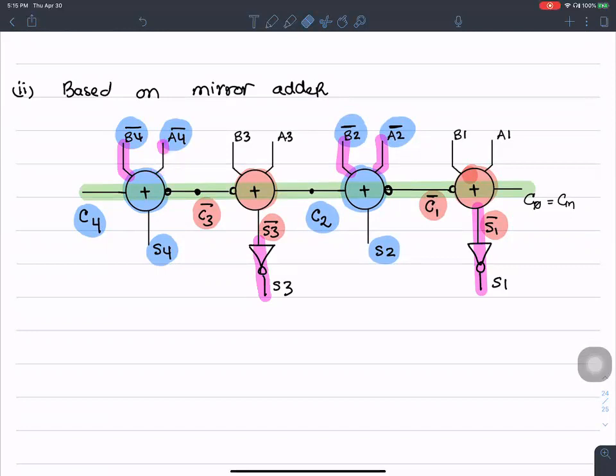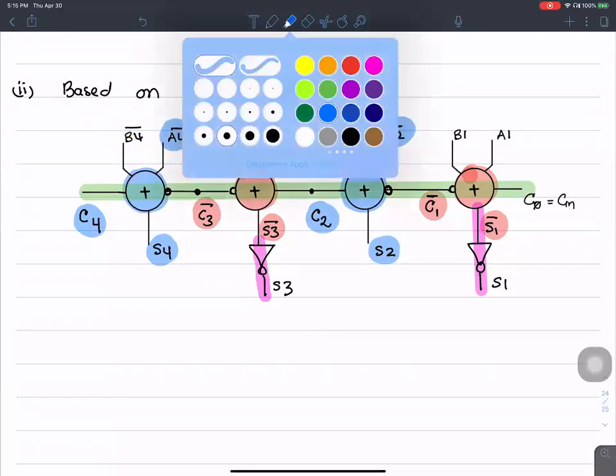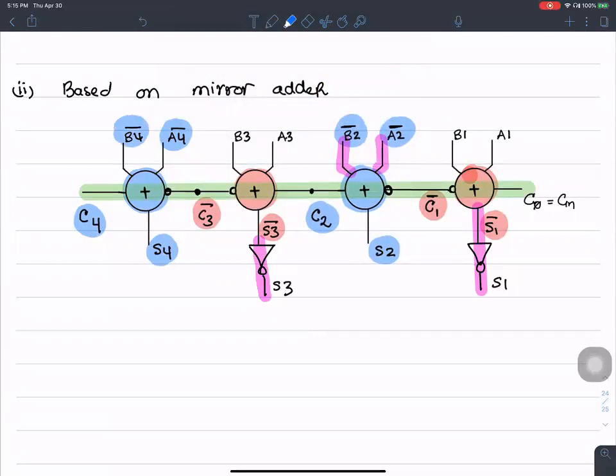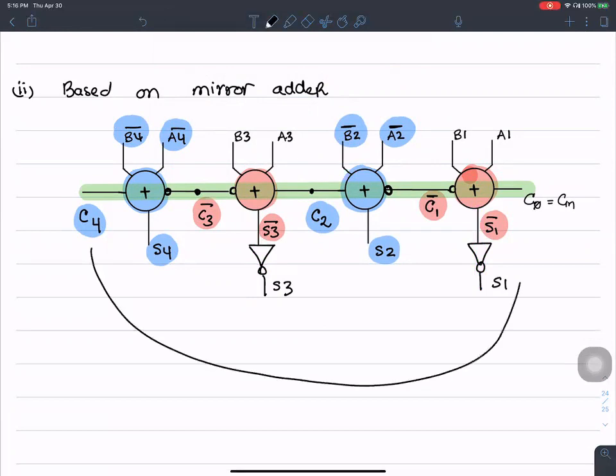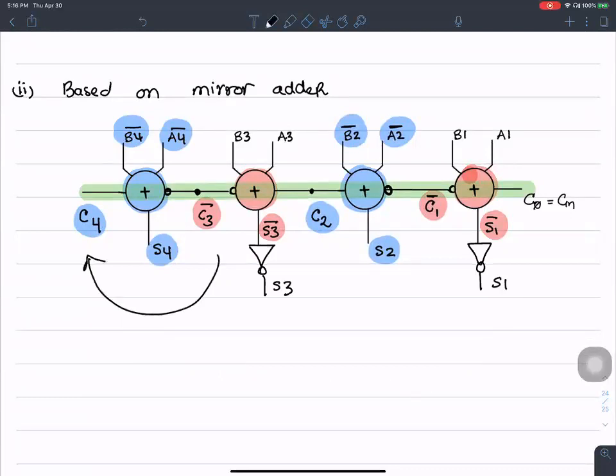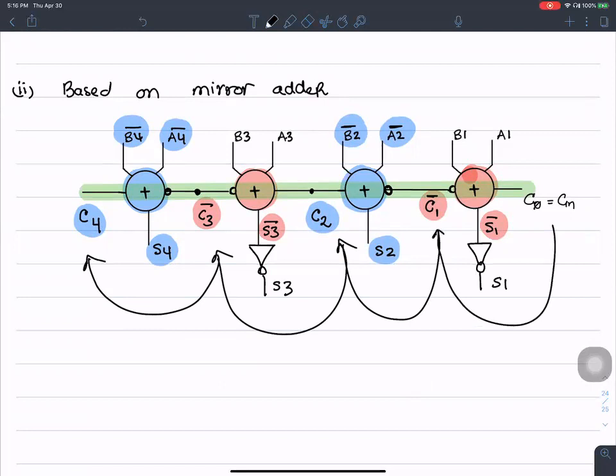That's the advantage of the mirror adder based ripple carry adder. Nevertheless, it's really inefficient for C4. C4 is really waiting here for C3, which is in turn waiting for C2, which is in turn waiting for C1, which can be generated from C0.